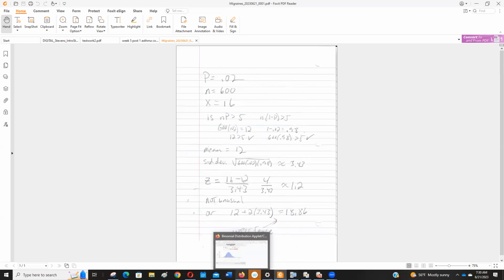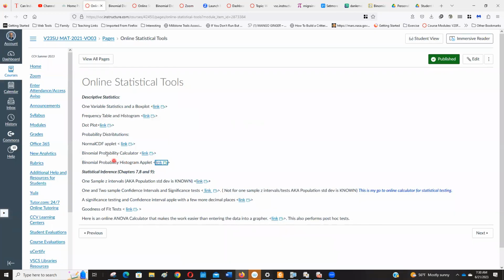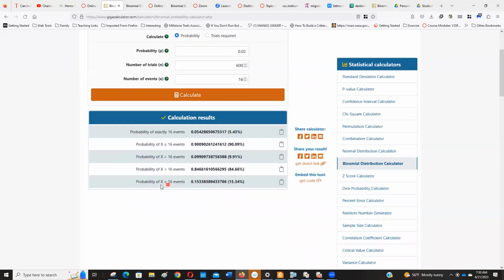Let's come back to Canvas. In the online statistical tools, there's this other binomial calculator that works really slick. In this case, we had 0.02, and then we had 600 trials, and we want to know 16 people. Calculate. And what we're really looking for is this one. I know that's exactly 16, but what we're really looking for is 16 or more, right? That's really what we're asking. It would be unusual to find 16 or more people that experience weight gain. And so that's the probability that we're looking for.